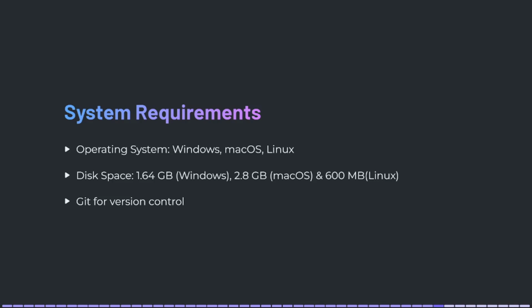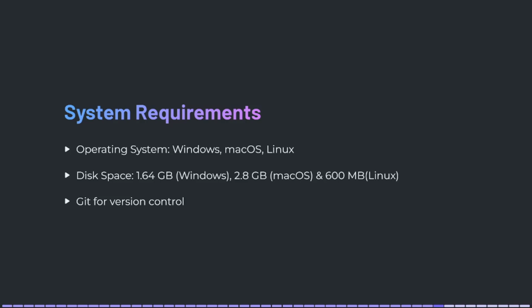So operating systems like Windows, macOS, and Linux. However, there are different disk space requirements for different operating systems. For Windows, the disk space required is 1.64 GB, while macOS requires 2.8 GB, and Linux requires around 600 MB.